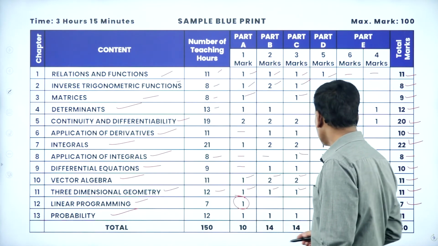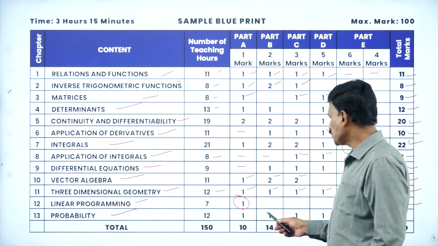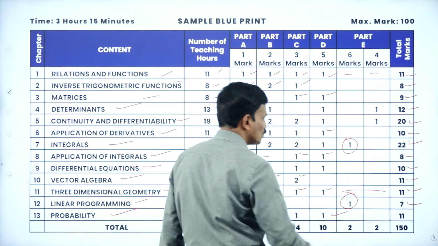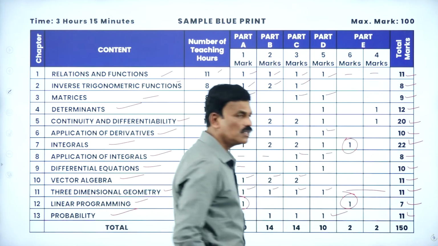And if you come to the last chapter, that is probability. In probability we will get one 1 mark question, one 2 marks question, one 3 marks question and one 5 marks question. Totally the marks for this is also 11 marks.